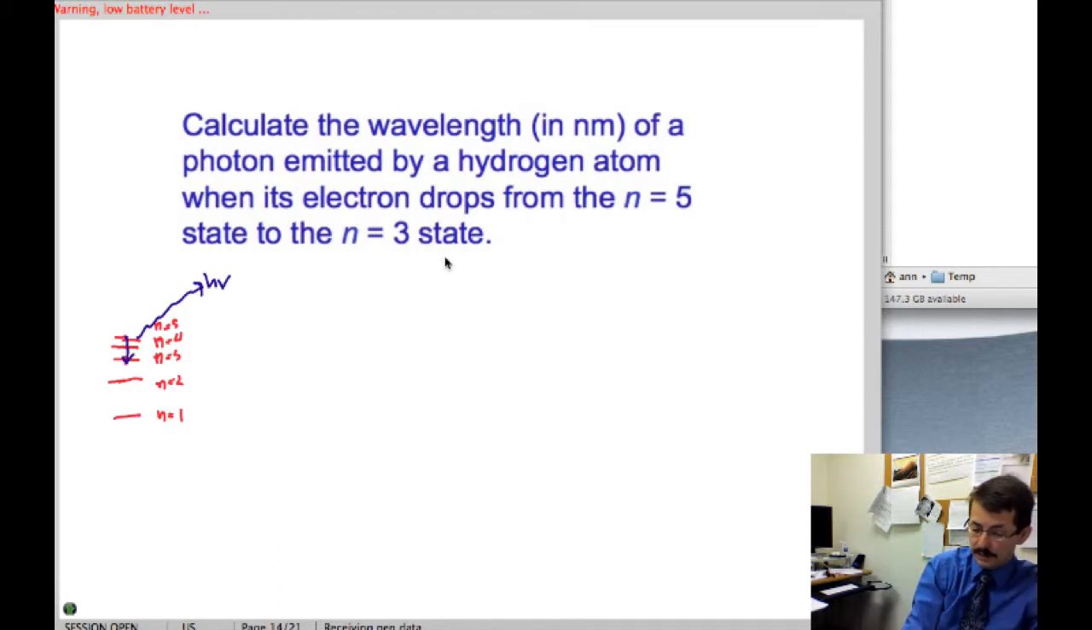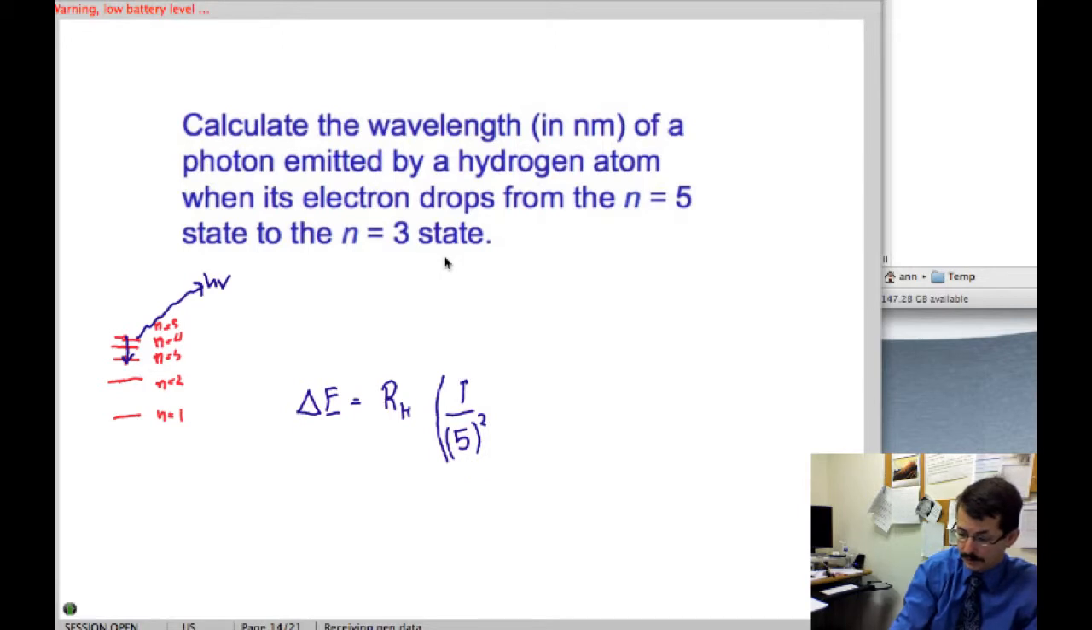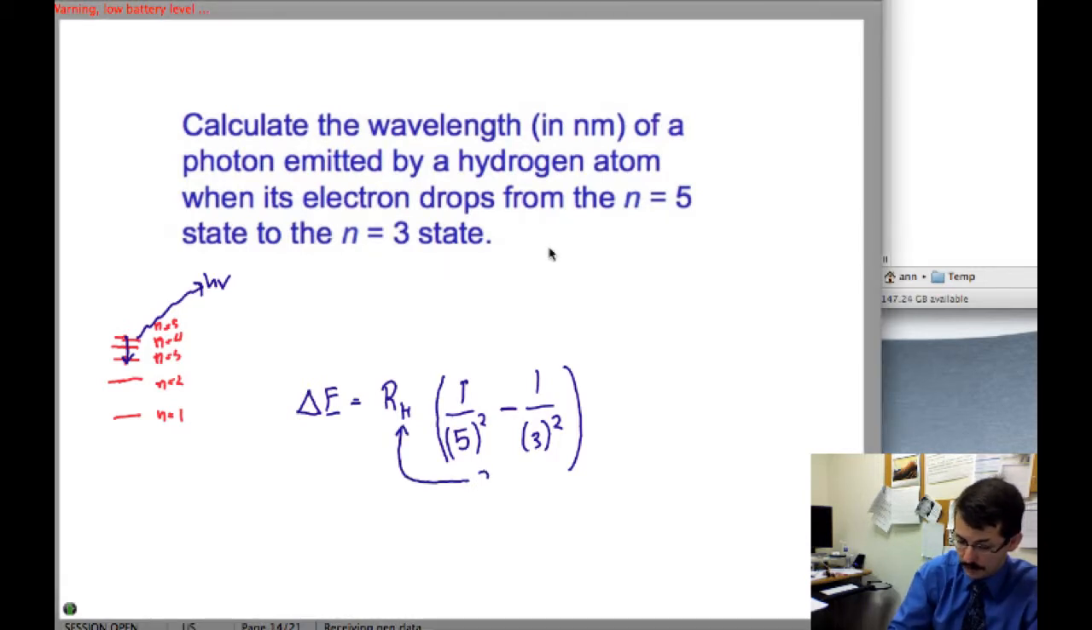And so we can use the Rydberg equation. The change in energy is equal to the Rydberg constant, which is just a number that you'd be given, times our initial state, n equal to 5, 1 divided by 5 squared, minus our final state, n equal to 3, 1 divided by 3 squared, to give us a value. We can plug these into our calculator and use the value of the Rydberg constant, 2.18 times 10 to the minus 18th joules, and that's specific for hydrogen.